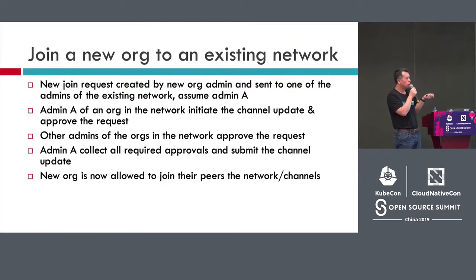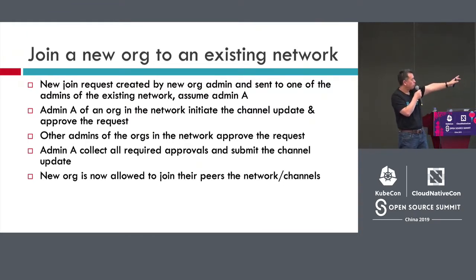So what should you do? First, as a new organization, you want to create a join request. Say, hey, I know there's a Fabric network running there, and now I want this organization to join that Fabric network. So what do I do? I need to create a new request, and as the admin of this new organization, I will send this request to one of the admins who manage the current Fabric network. We can use email or whatever way to send that request to the admins.